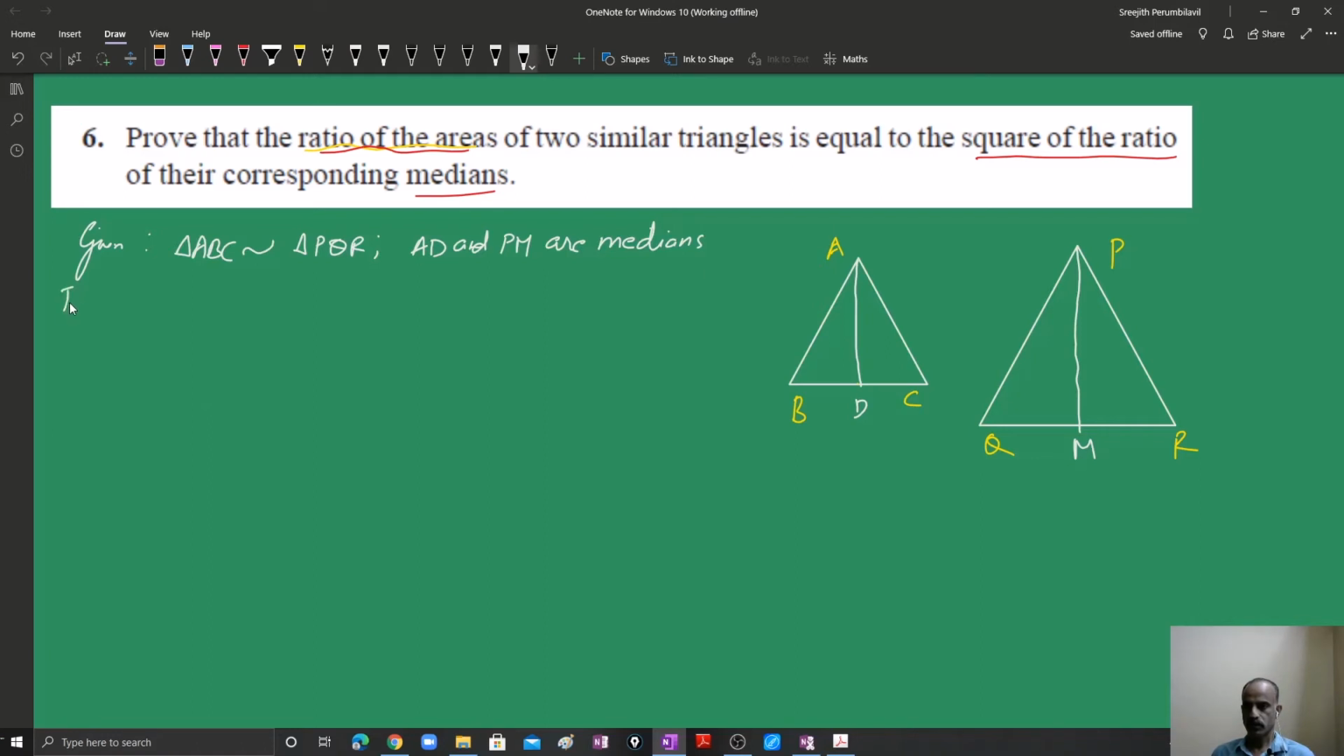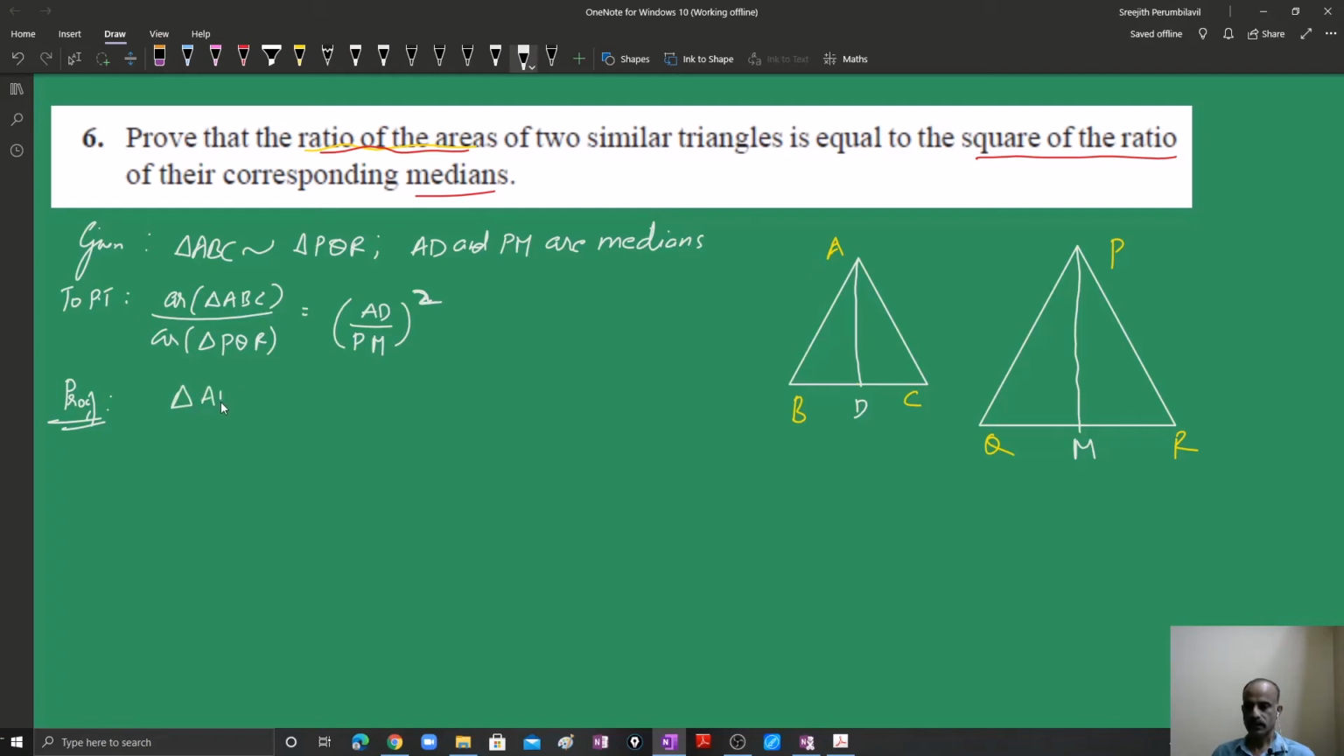What is to be proved? The ratio of area: area of triangle ABC divided by area of triangle PQR is equal to the square of the ratio of their corresponding medians. Medians are AD and PM. The ratio of their medians means AD by PM, squared. This is what we have to prove. Okay, it's a simple thing. So we'll start the proof part, or solution part.